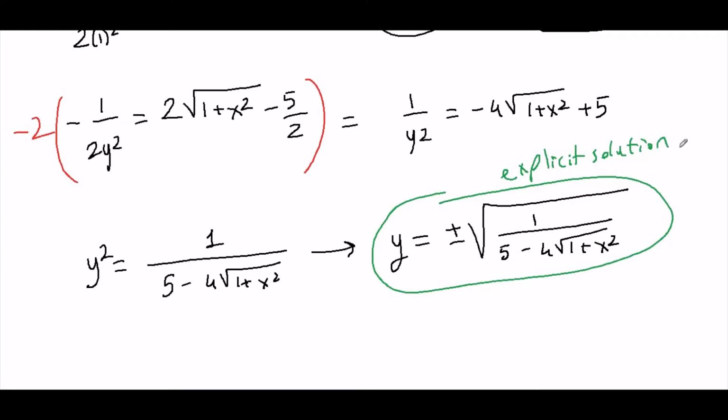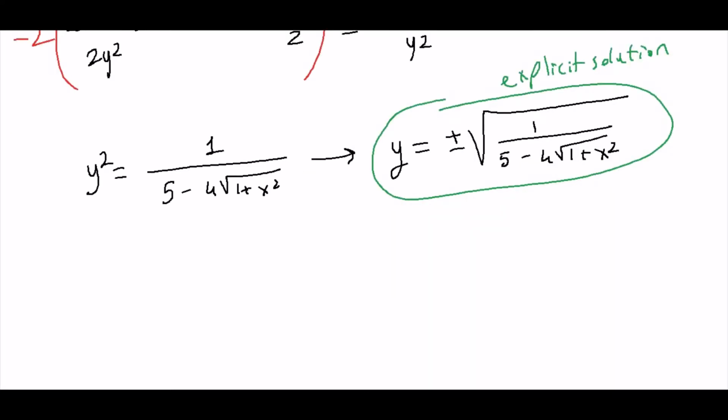Now we're going to check the interval of validity. Here we have two concerns. One, under the radical we cannot have a negative value. Second, we're going to pick either the plus or negative sign here. Our square root here has no problem because 1 plus x squared is always positive, because of the even power here.